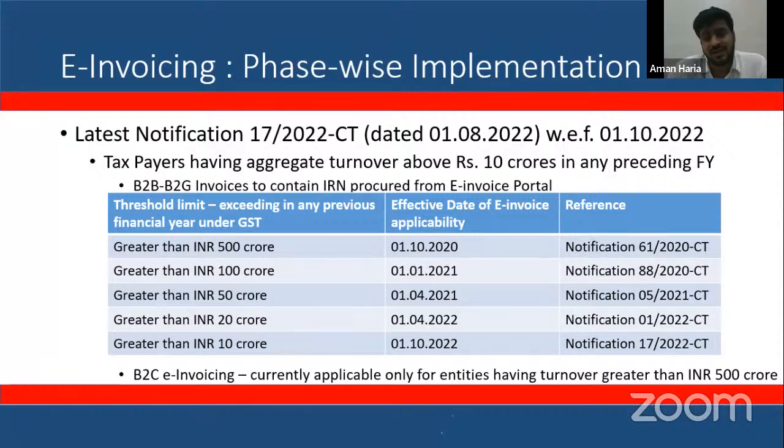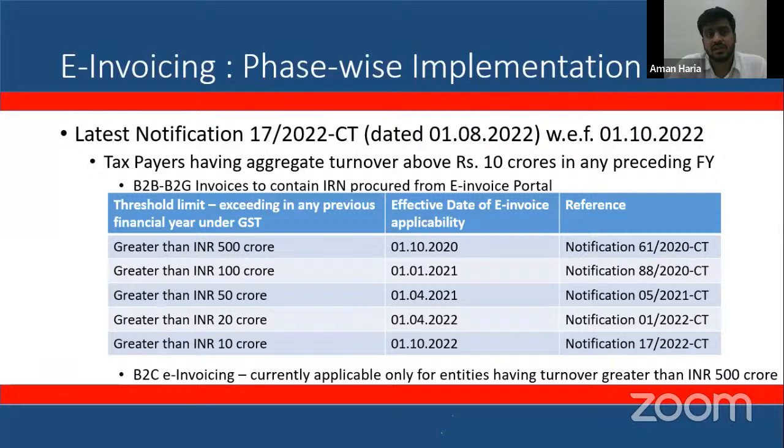So why is it that it has now started for 10 crores and above? The reason is that the government had decided to implement this in a phase-wise manner. Initially the plan was that entities having turnover greater than 500 crores would be covered, so the provisions of e-invoice would be made applicable to them.